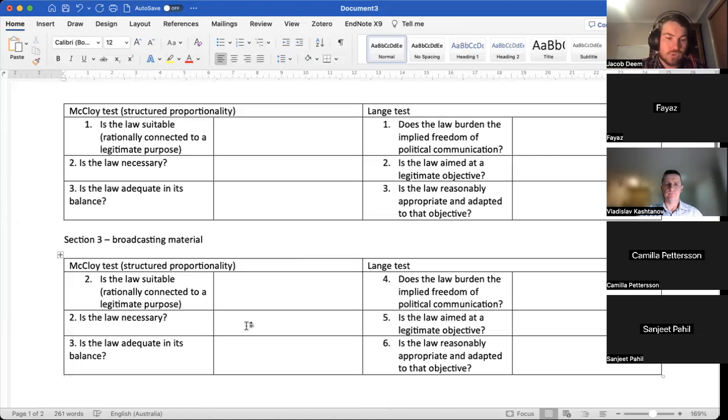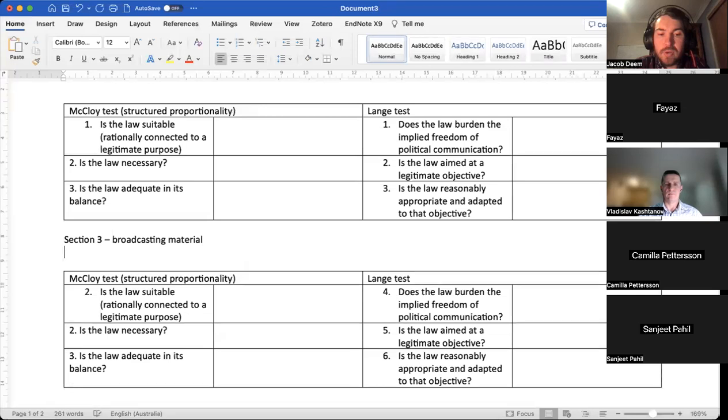Under the structured proportionality approach, which, as I've said, is currently the preferred approach, the first things that we need to be doing is thinking about what's the object or what's the purpose of the legislation, and then thinking about what burden it imposes on the implied freedom of political communication. So let's think about section 3 first. There'll be a lot of commonality between these, but section 3, what's the purpose? What's section 3 trying to achieve here?